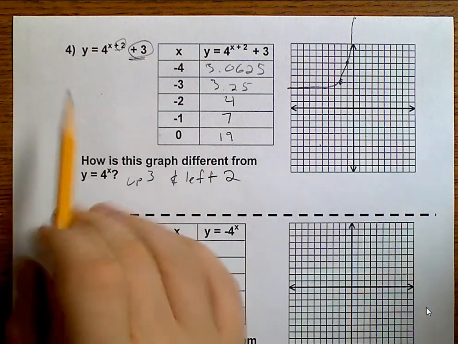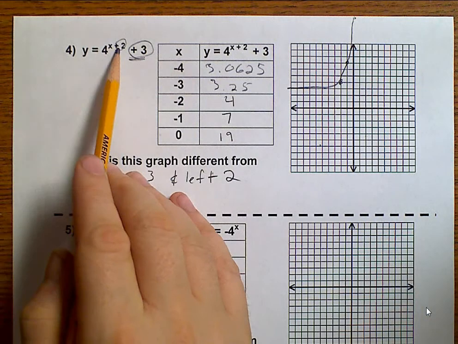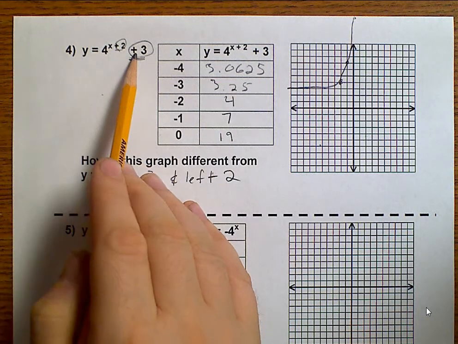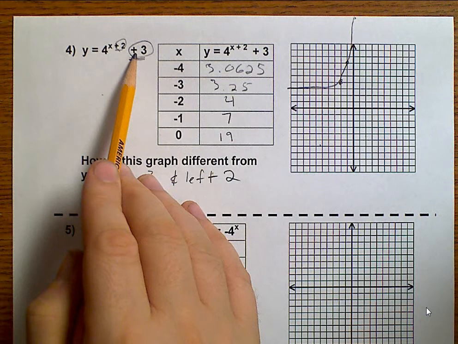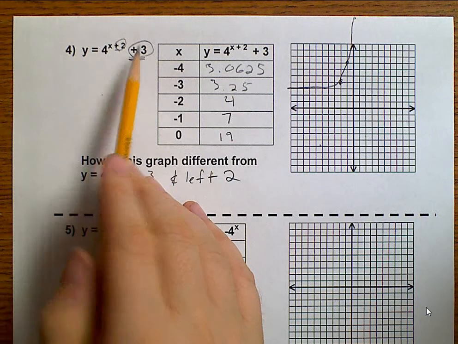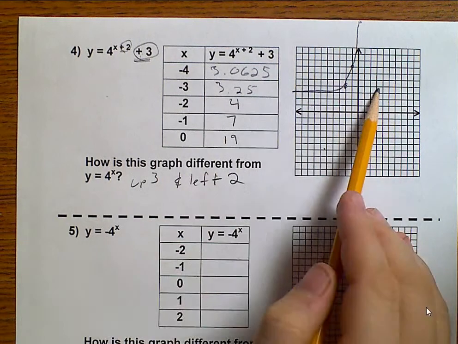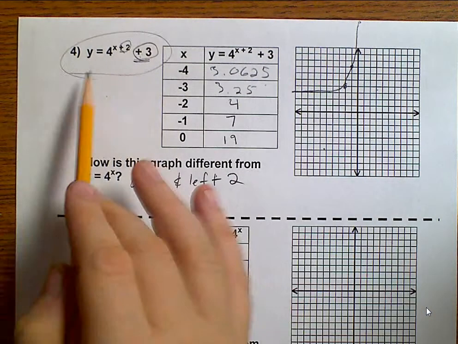So we can tell that if it's minus inside, it moves right. If it's plus inside, it moves left. If it's minus outside, it's down. If it's plus outside, it is up. And so you should be able to tell how it moves, not from the graph or from the table, but from the very equation itself.